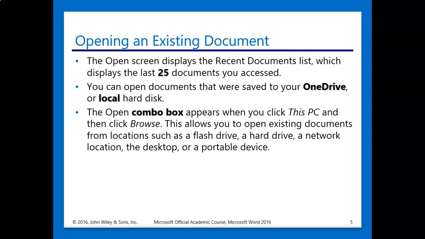The open screen displays the recent documents list, which displays the last 25 documents you accessed. So when you go to File Open, you can see all of those files that you were just working on, up to 25 of them. You can open documents that were saved to your OneDrive or local hard disk. The Open combo box appears when you click This PC and then click Browse. This allows you to open existing documents from locations such as a flash drive, a hard drive, a network location, the desktop, or a portable device such as a USB flash drive.